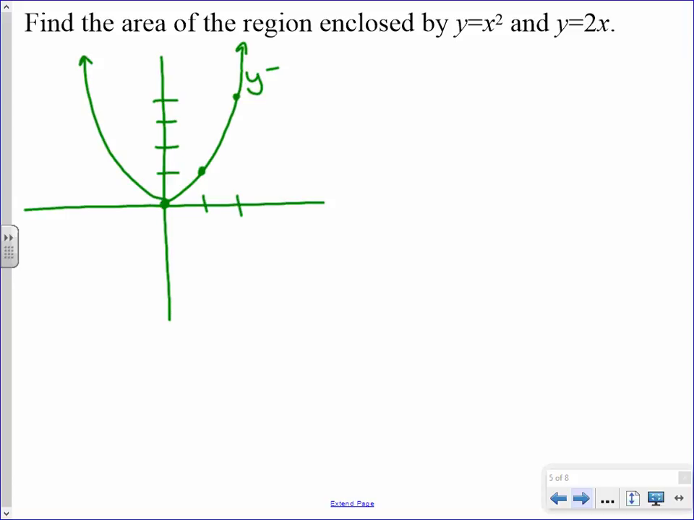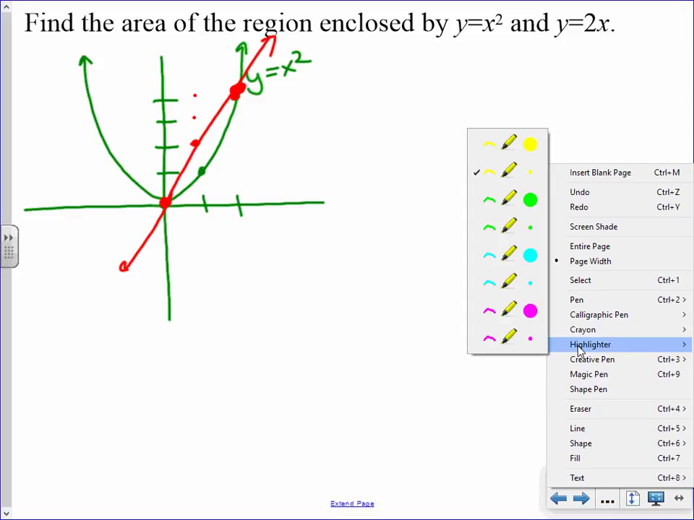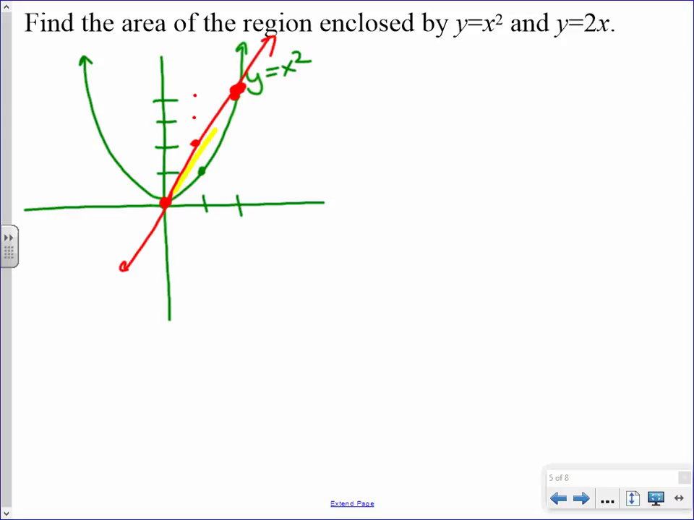Here is y equals x squared. And y equals 2x, so we have a y-intercept of 0 and a slope of 2. That is not my best line in the world, but will you forgive me? Thank you. Okay, and then I'll label this line as y equals 2x.